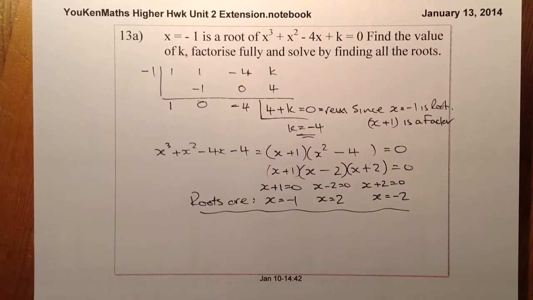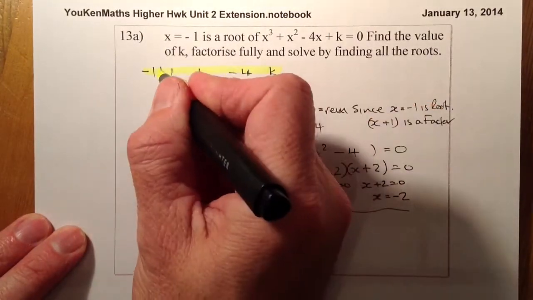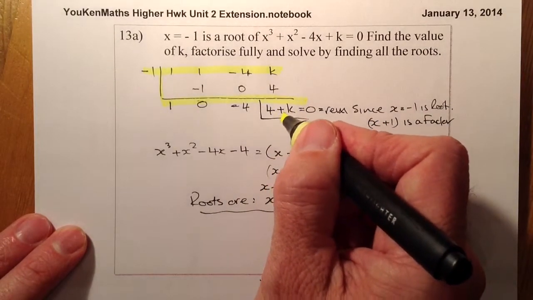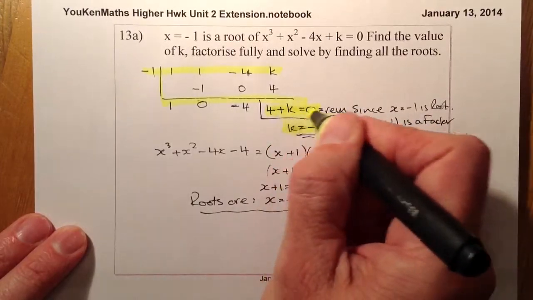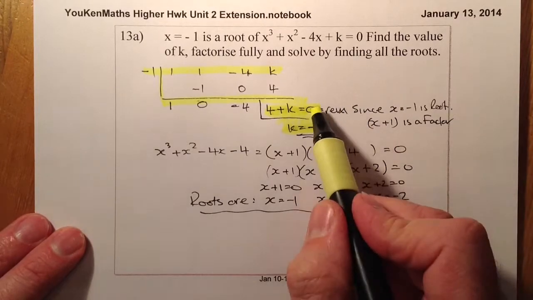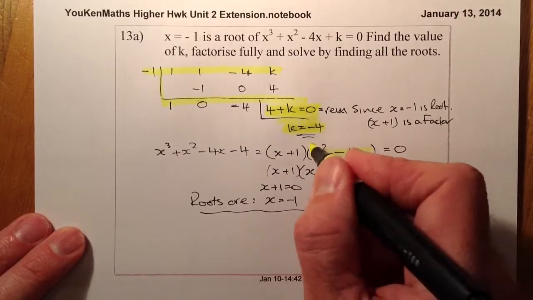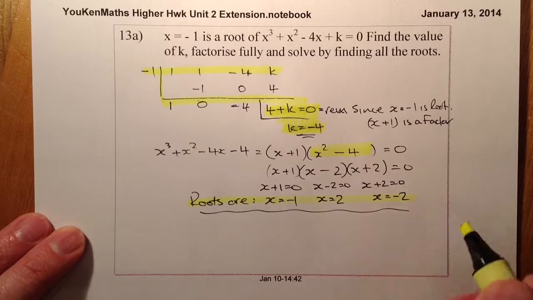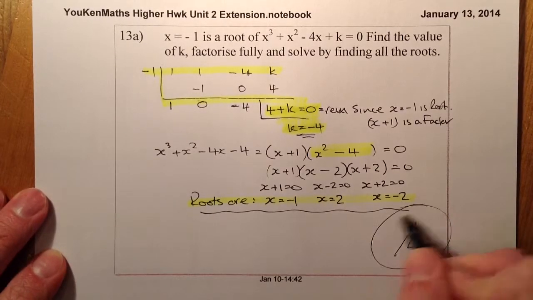Okay, let's see how we're going to mark this. I'm going to give 1 mark for setting up the synthetic division. I'll give the next mark for 4 plus k equaling 0, so setting that to 0, and also that mark would be for working out the value of k, which is minus 4, but I need to see the 0 and the k is equal to minus 4. 1 mark for getting the quotient into that form there, final mark for getting all 3 roots. So that question there is going to be out of 4 marks.